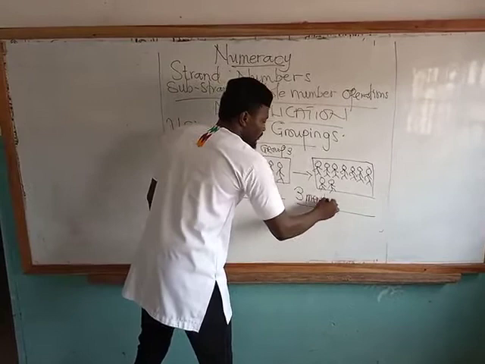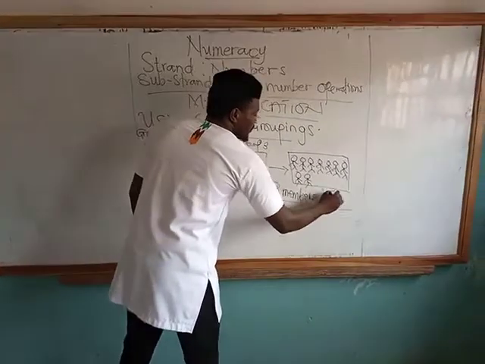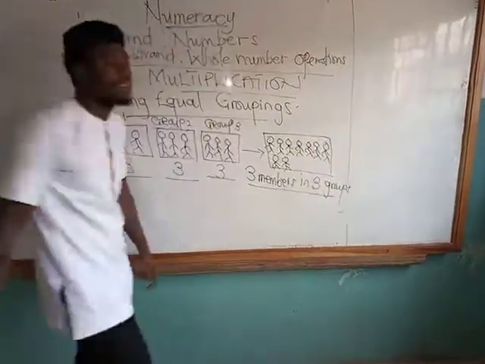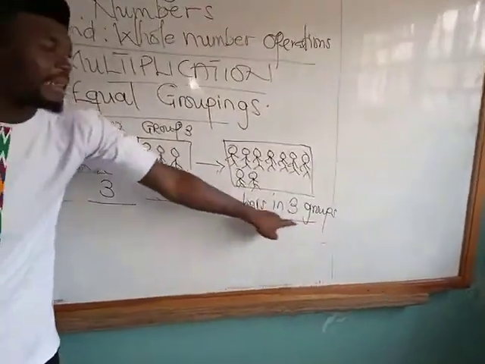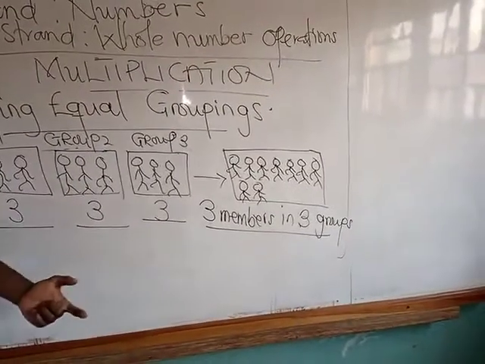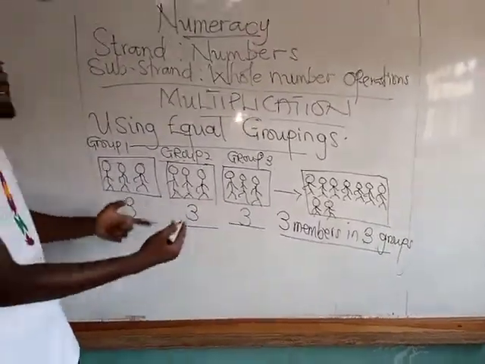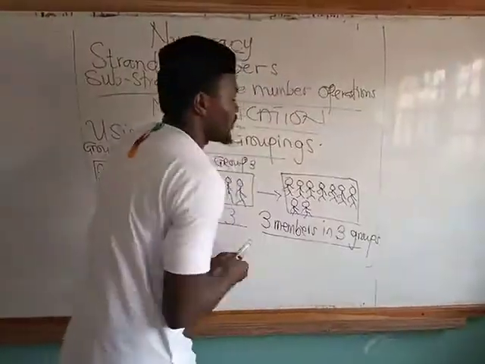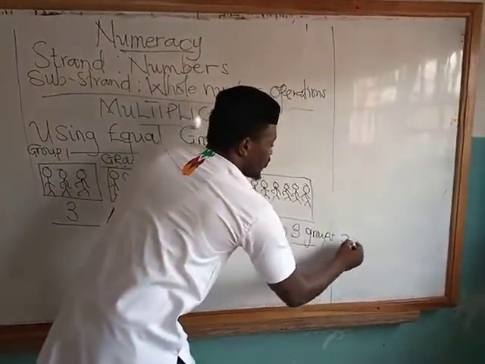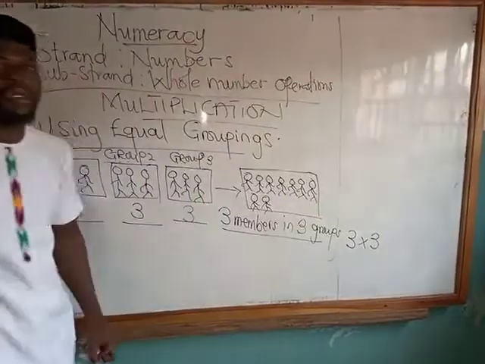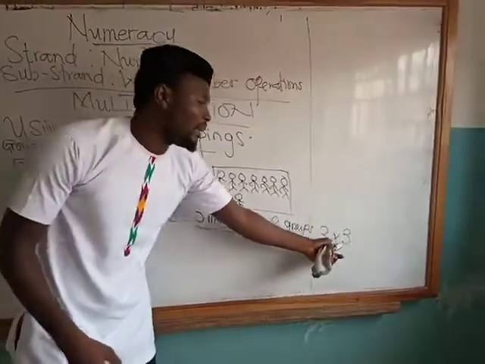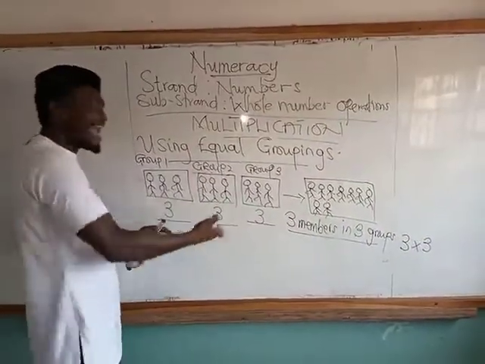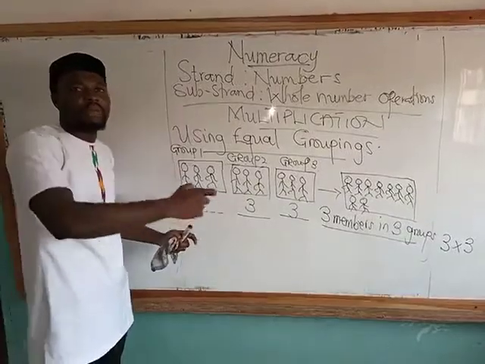So you see, 3 members in 3 groups. That is how we are going to explain the set. We say 3 members in 3 groups, which in another sense also means 3 multiplied by 3. Is that clear? 3 multiplied by 3. So it means that we have 3 members in each group. In every group, we have 3 members, and we have 3 groups.